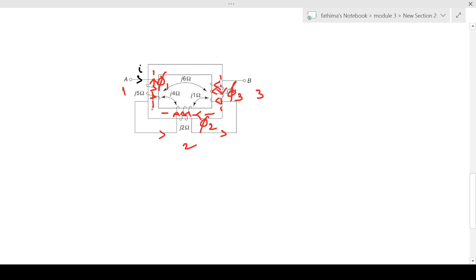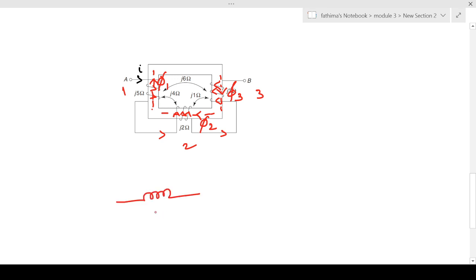In the first coil, the flux is in the upward direction. That means it is in the clockwise direction. In the second coil, the flux is in this direction, that is, it is also in the clockwise direction. In the third coil also, the flux is in the clockwise direction. So the flux direction is the same in the three coils. So we can draw the equivalent circuit now.